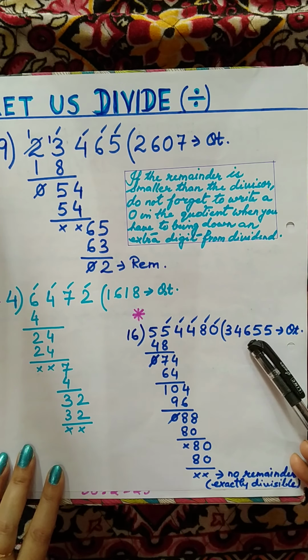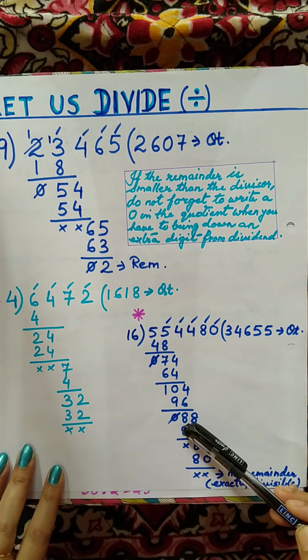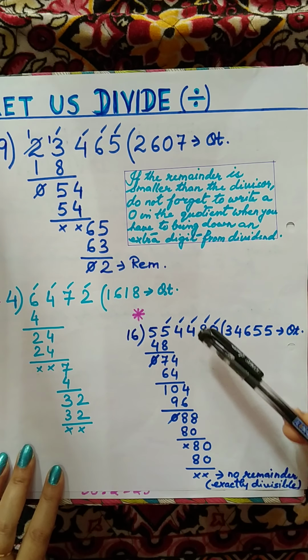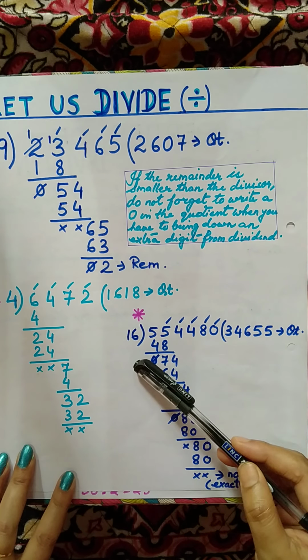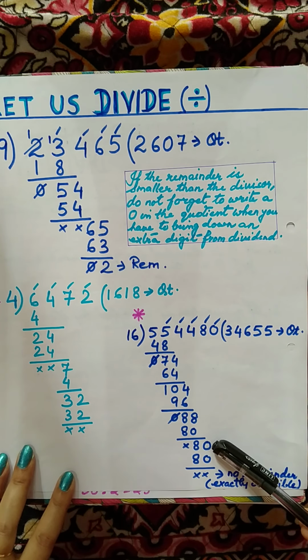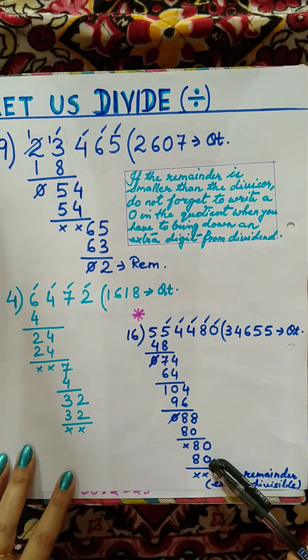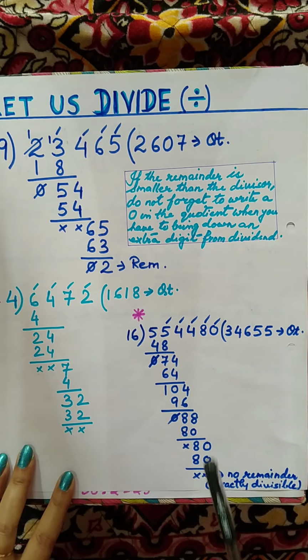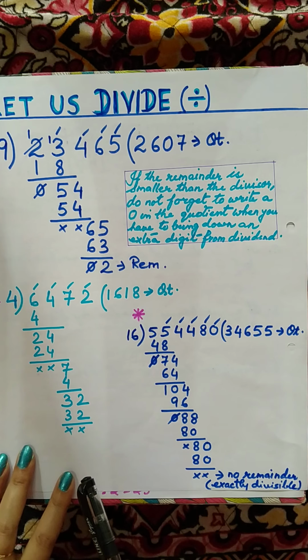Now 16 sixes are 96. When we subtract 96 from 104, we get 8. So we bring down the next digit, which is 8, it becomes 88. 16 fives are 80. We subtract and get 8 here and bring down the next digit, which is 0. So this becomes 80. 16 fives are 80. 80 minus 80, we get no remainder here. So even this is exactly divisible by 16.